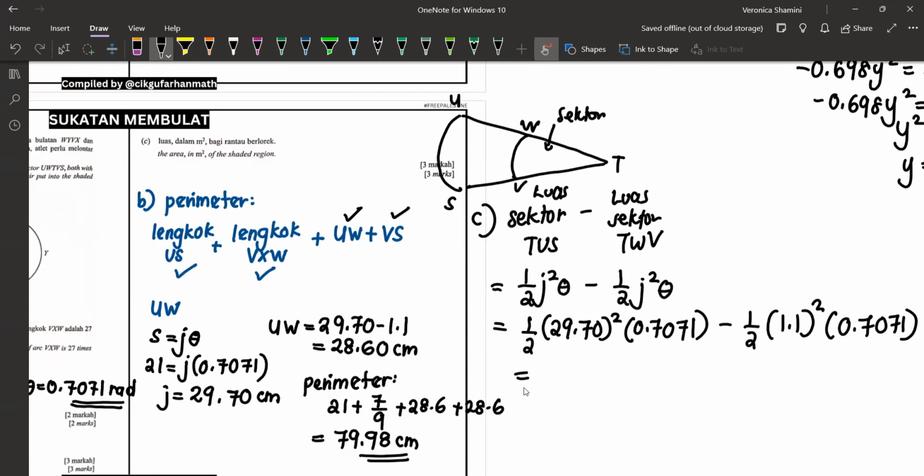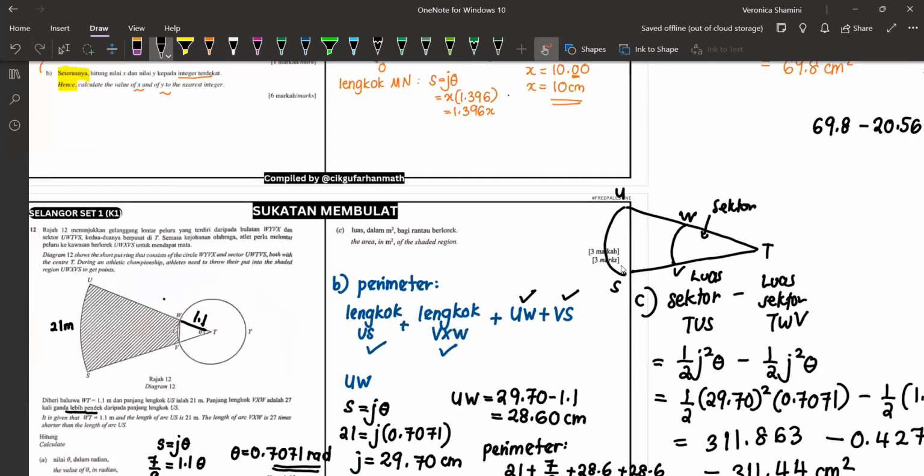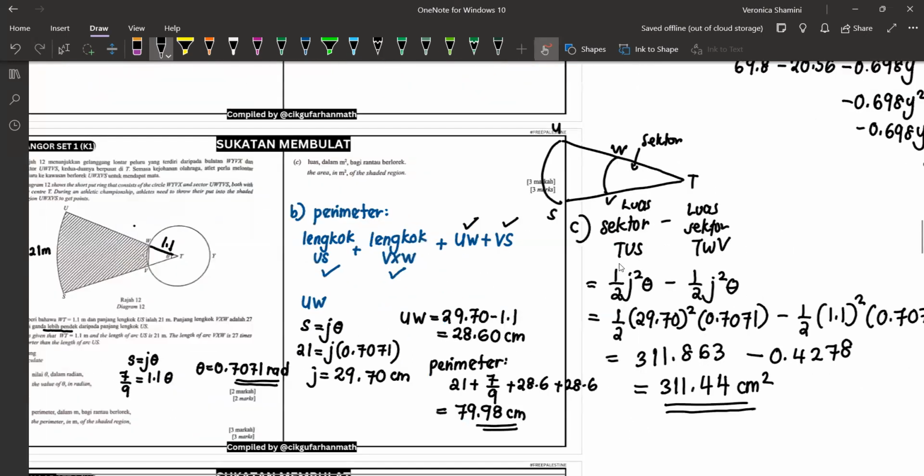Okay. 29.7 square, 0.7071. Okay, this one I'm getting 311.863. Ni dapat okay, 0.4278. Okay, so 311.863. 0.4278. Okay, teacher dapat 311.44 cm kuasa 2. So we managed to settle the luas.